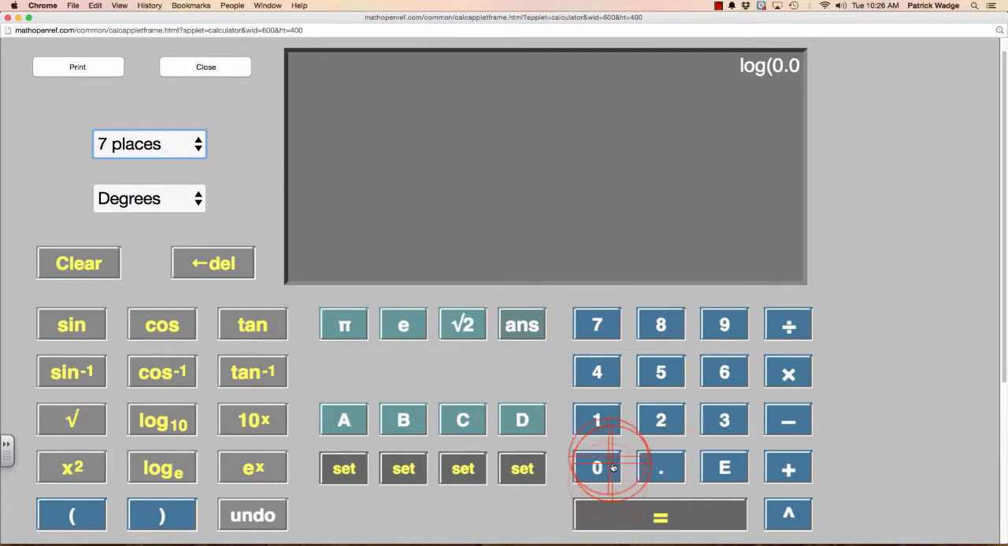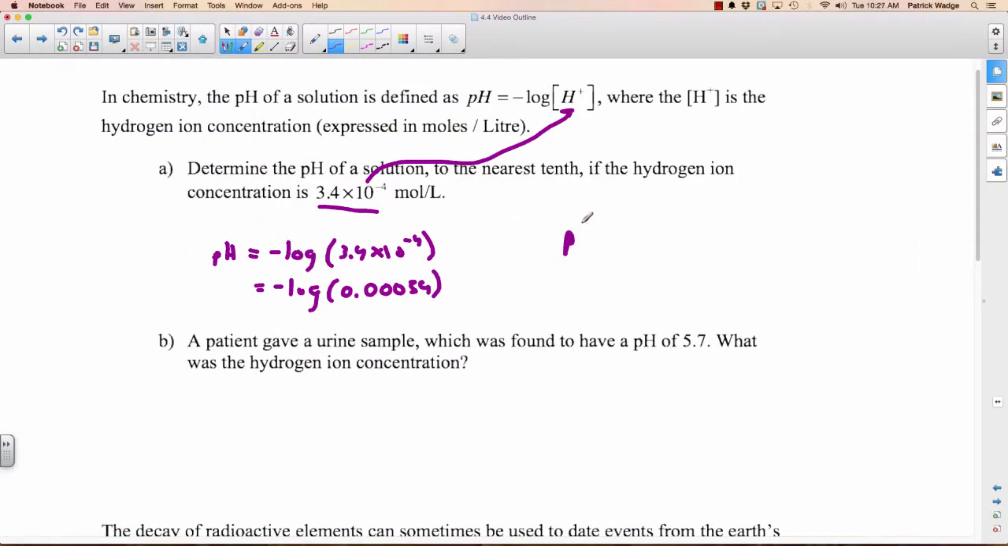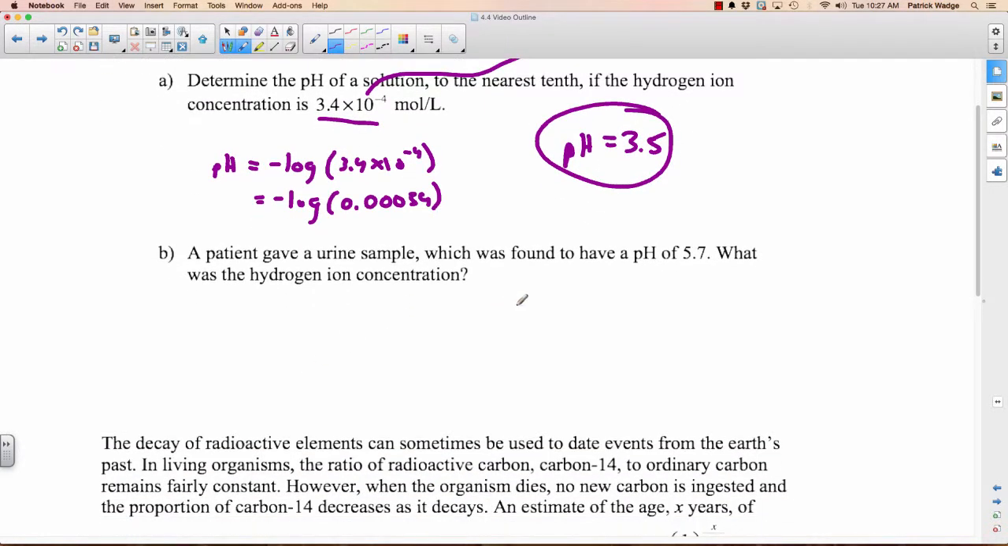I get 0.00034. I'm taking the logarithm of that. If I do that, I get negative 3.5. And remember, it was actually negative that, so it's actually positive 3.5. I would put the negative at the front, but for some reason the calculator glitches when I do it. So remember, it was actually negative in front of here, and negative negative makes positive. So our answer is 3.5. pH equals 3.5.